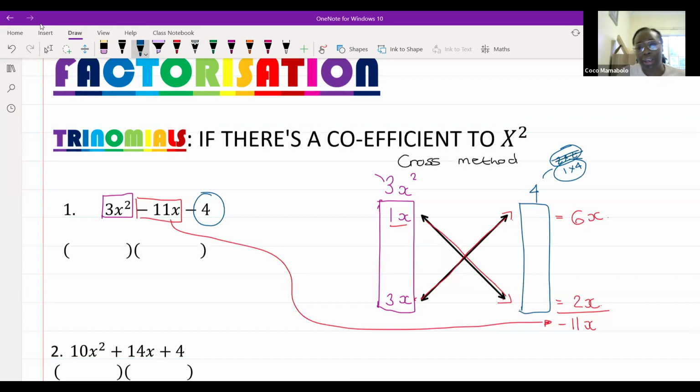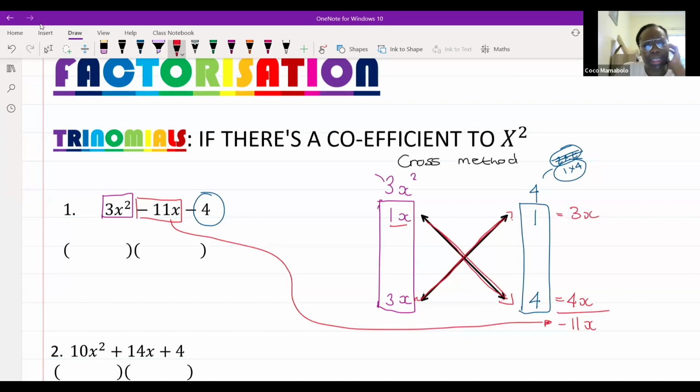Let's try 1 and 4. So what I'm going to do is I'm going to put 1 here, and I'm going to put 4 there. Remember, our objective is still to get the middle term. It's still to get negative 11x. Right, let's cross multiply, grade 10s. I'm going to go 1x times 4, and that's going to give me 4x. And then I'm going to go 3x times 1, and that's going to give me 3x.